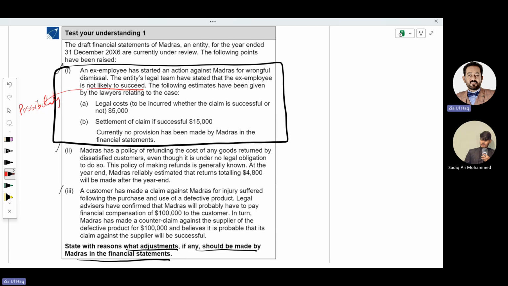The following estimates have been given by the lawyer relating to the case. Legal cost to be incurred whether the claim is successful or not is 5,000, and settlement of the claim if successful is 15,000, meaning there will be a 20,000 amount. Currently no provision has been made by Madras in the financial statements as it is not likely to succeed, meaning there is possibility, not probability, so there should be contingent liability disclosure rather than provision. Is that fine?